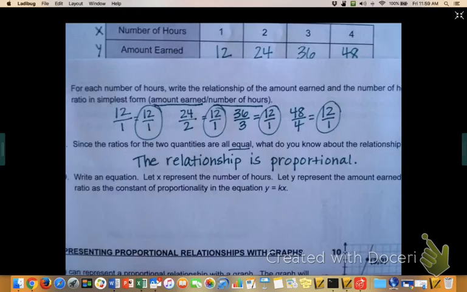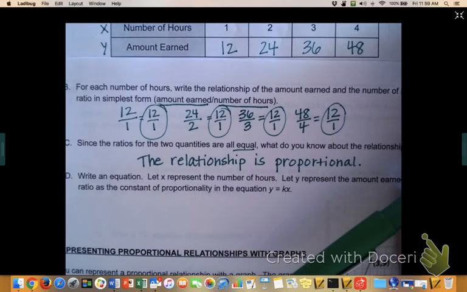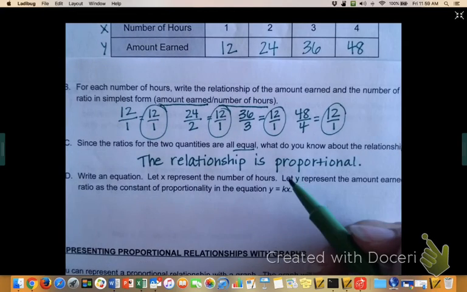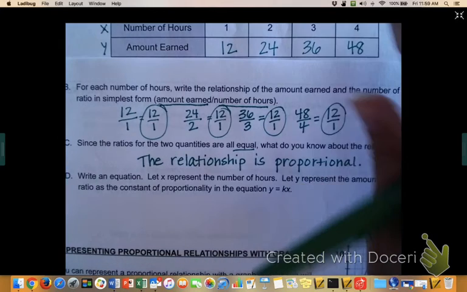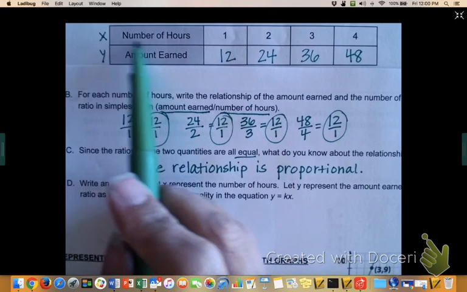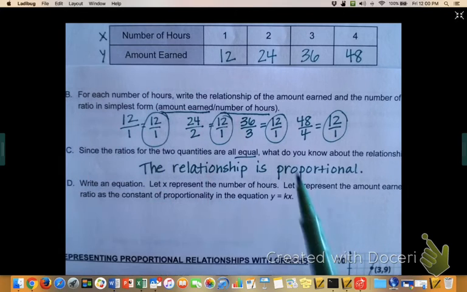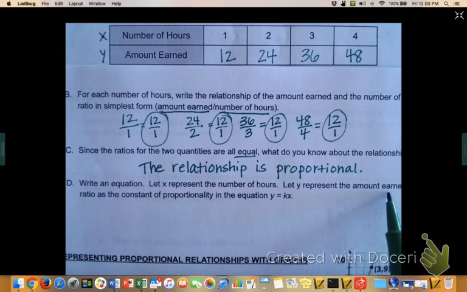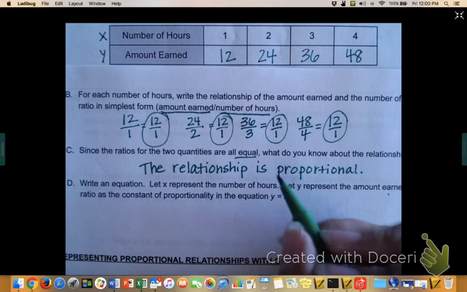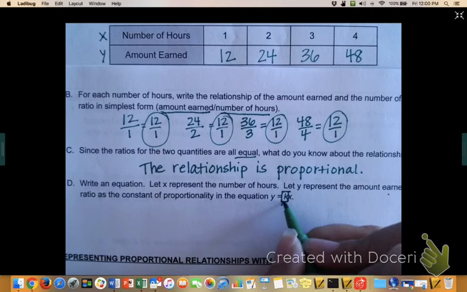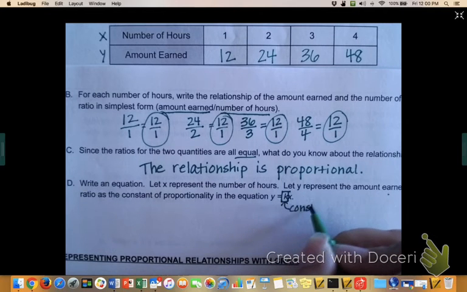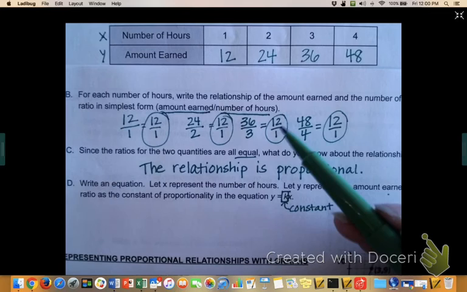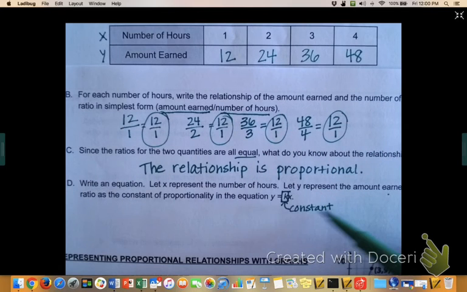Okay, now let me tell you about writing equations. X is going to represent the number of hours. So remember, that's what we said right up here. X is the number of hours. Y is the amount earned. Use the ratio of a constant in proportionality. This letter K or M, whatever it is, is going to be your constant. So that is our constant ratio. So 12/1, 12/1, 12/1, that's the constant. So we're actually going to change K or M to a number.